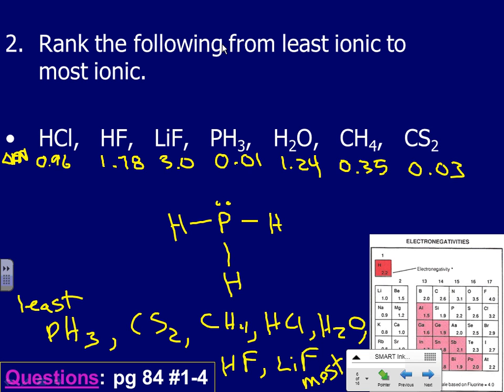Now, there's a little bit of homework that goes with this, but I'm not going to let you stop there and work, because I want to now extend polar bonds to the entire molecule. Because sometimes molecules can have polar bonds, but not be a polar molecule. All right?